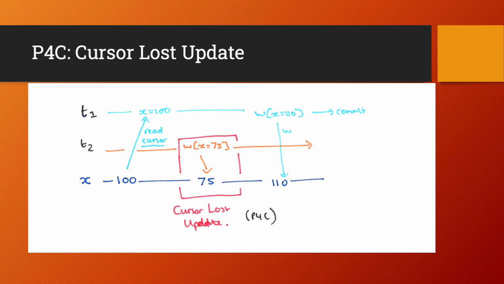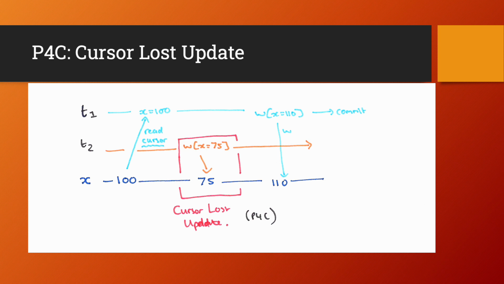Cursor lost update. P4C is a variation of the lost update phenomenon that involves a SQL cursor. So in this history, we have T1 reading 100 with a read cursor, T2 writes X equal to 75, and then T1 writes X equal to 110, and we have lost the value written by T2, that was X equal to 75.